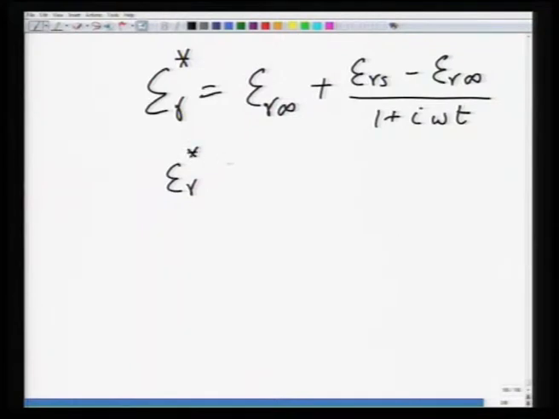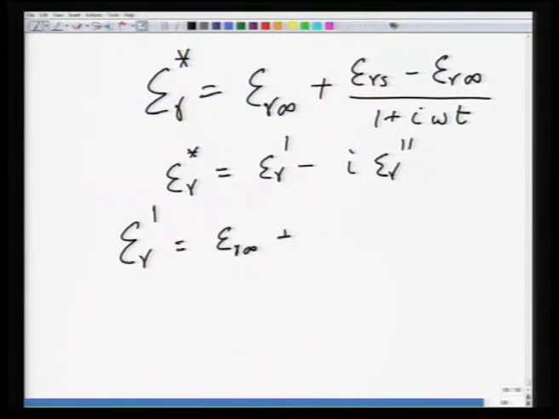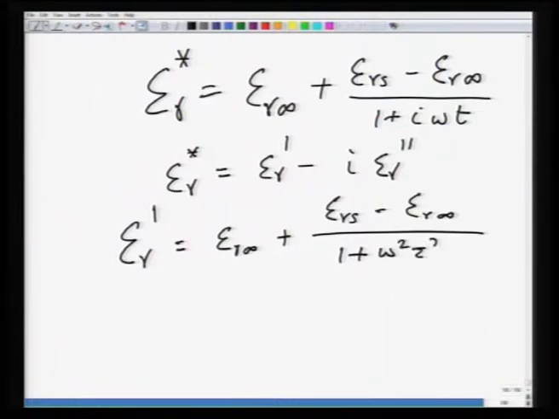And from this you can also determine epsilon r, since epsilon r star is equal to epsilon r prime minus i epsilon r double prime. You can break this up, and what we determine from this is epsilon r prime equal to epsilon r infinity plus epsilon rs minus epsilon r infinity divided by 1 plus omega square tau square, where tau is the relaxation time.